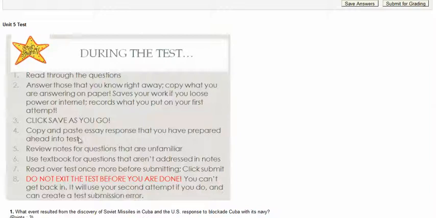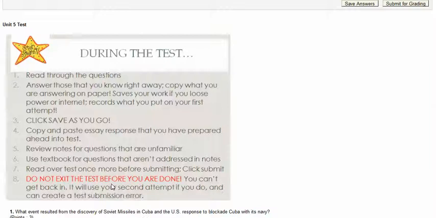Click Save as you go. Copy and paste any essay responses that you've prepared ahead of time, which is what you should be doing. Your instructor will give you the short answer questions ahead of time to prepare. Review notes for questions that are unfamiliar to you when you go back to the ones that you didn't know. Use the textbook for questions that aren't addressed in the notes, and read over the test one more time before submitting and click Submit. Do not exit the test before you're done.